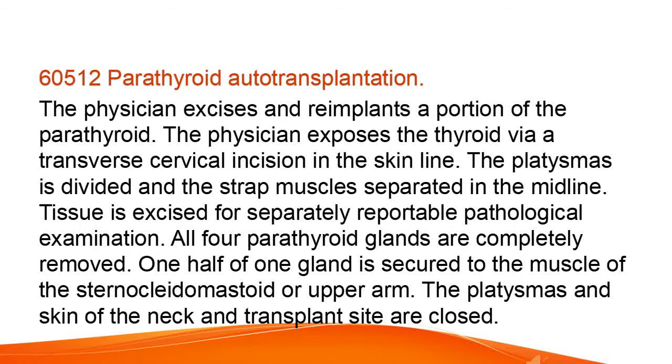Parathyroid autotransplantation. The physician excises and reimplants a portion of the parathyroid. The physician exposes the thyroid via a transverse cervical incision in the skin line. The platysma is divided and the strap muscles separated in the midline. Tissue is excised for separately reportable pathological examination. All 4 parathyroid glands are completely removed. 1/2 of one gland is secured to the muscle of the sternocleidomastoid or upper arm. The platysma and skin of the neck and transplant site are closed.